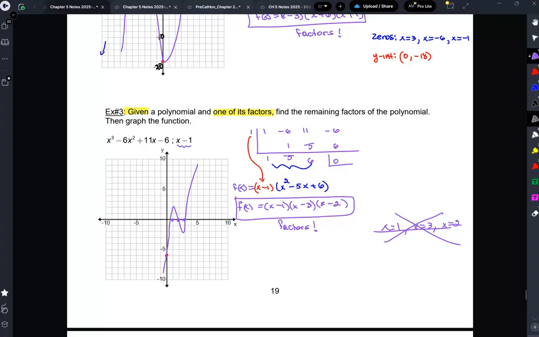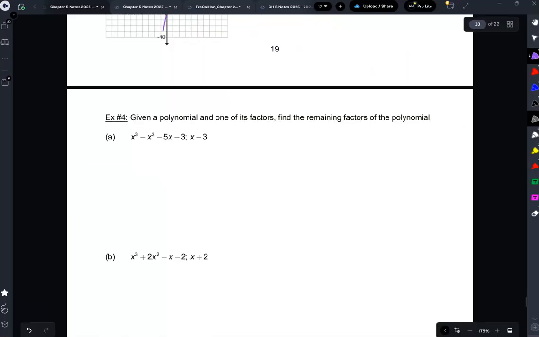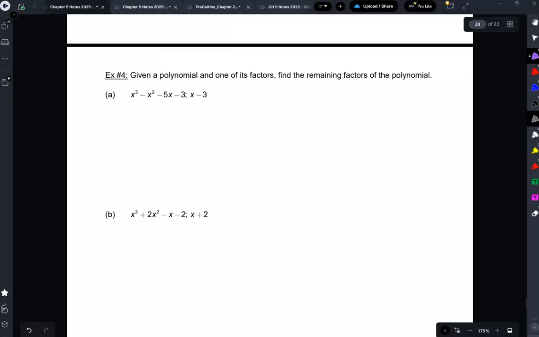And here, okay? But you're going to do it better than me, and you're going to actually pass through all those points. It doesn't matter how high, how low, not for now. That's a calculus issue. Okay, so: find the remaining factors of the polynomial. Okay, let's do it.